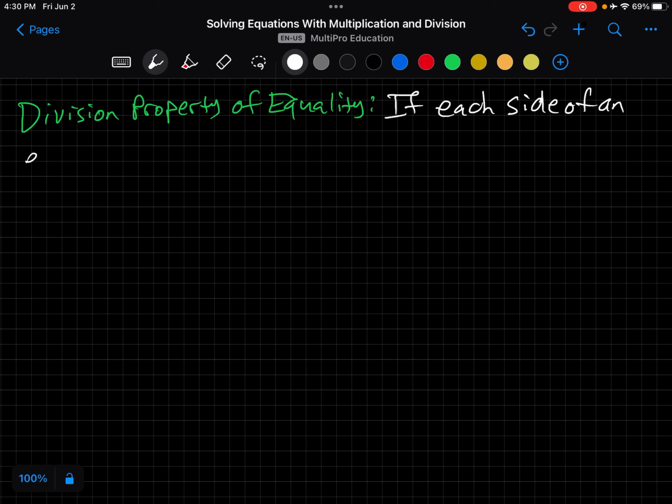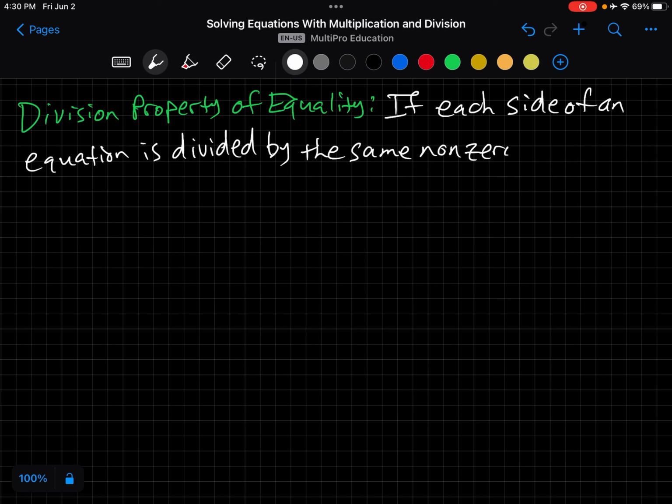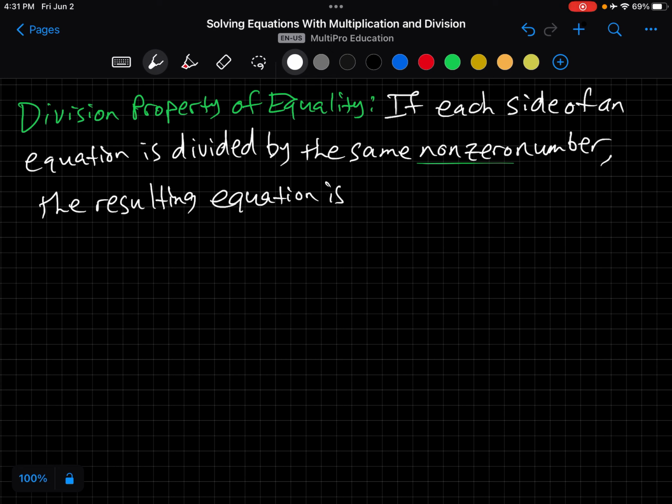So if each side of an equation is divided by the same non-zero number, this is key, non-zero, the resulting equation is true.